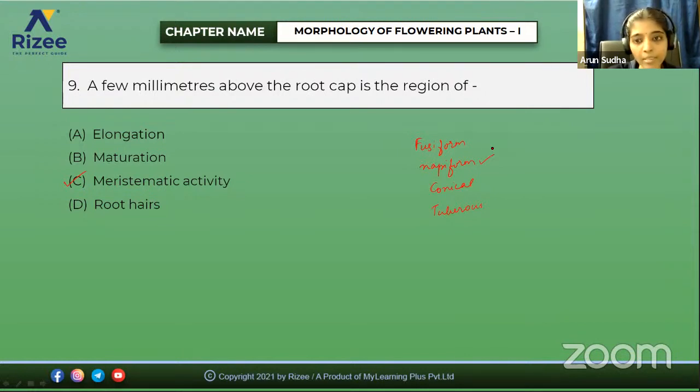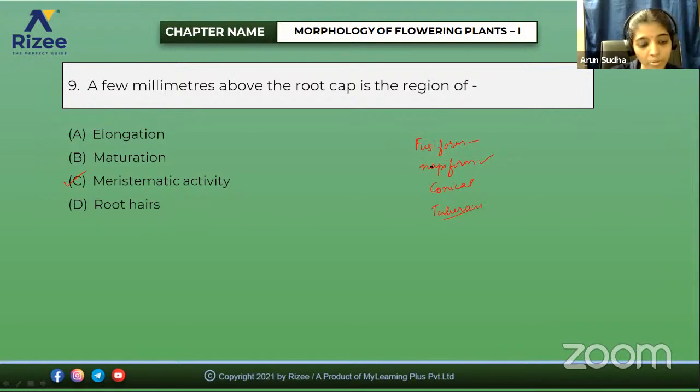For fusiform, the example we saw was radish, napiform is beetroot, and conical is carrot. Then tuberous roots actually have no definite shape. All these are modifications of the taproot system, and they are used as food storage. In the case of tuberous roots, we saw them both under taproot system modification and under adventitious root system modification. Okay, it's clear, right?